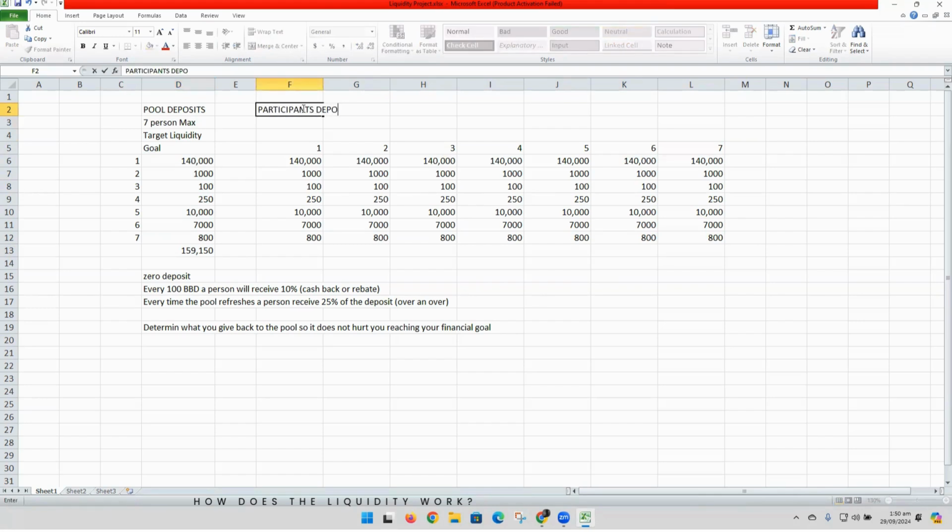Remember, below I said to determine what you give back. So this is 100% return. All of these funds go back to the pool. So this individual who reached $140,000, all of that goes back to the pool. All of it. But look, that person also receives it.